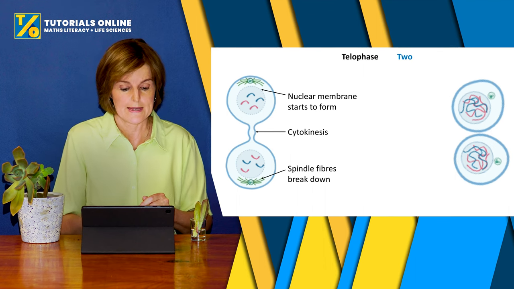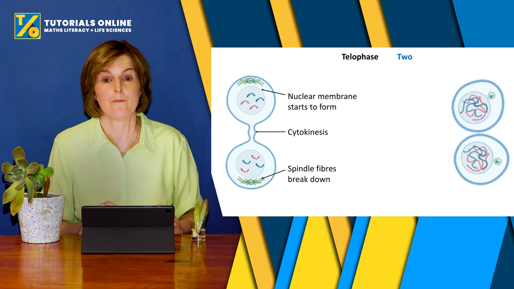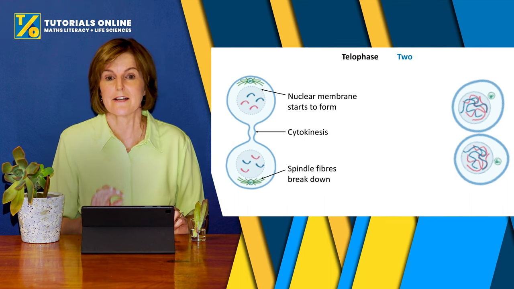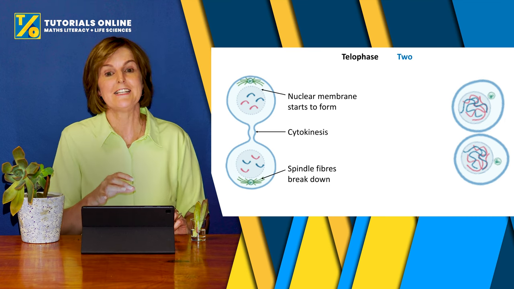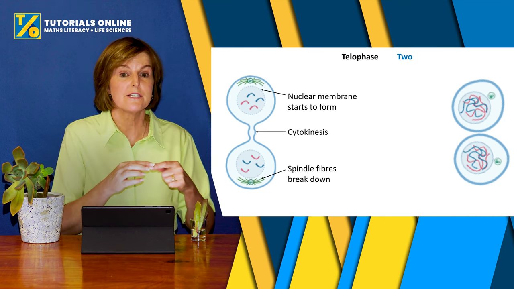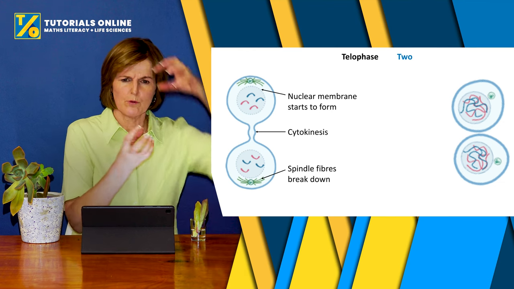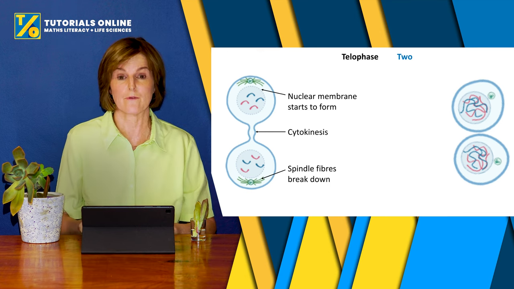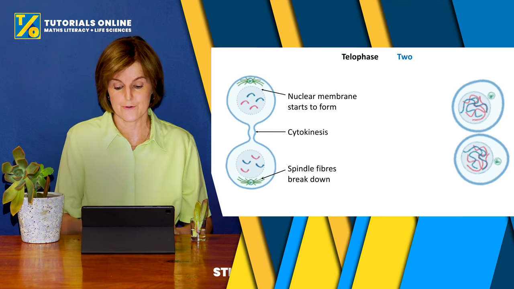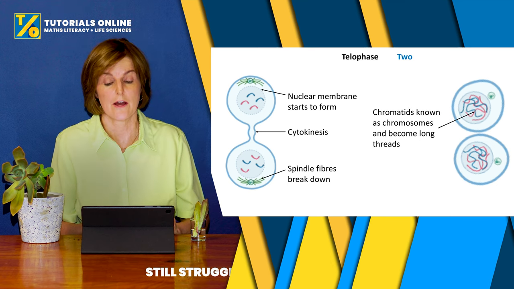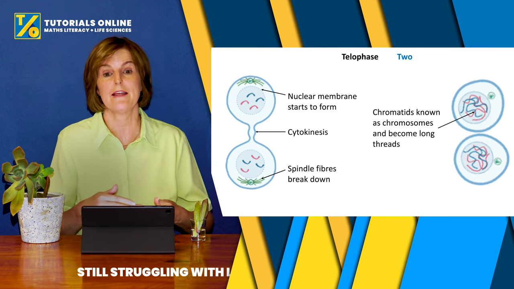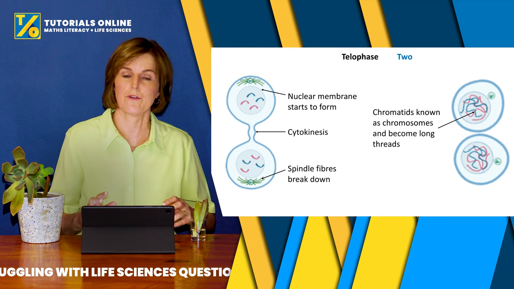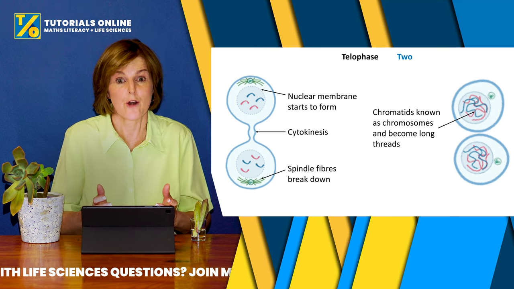They've done their job. And the other one is a very important word that you must learn. It's like a terminology word, cytokinesis. Cyto refers to cytoplasm, kinesis to splitting. So it's the splitting of the cytoplasm. So it's almost like two balls of clay, and then you pinch them in the middle, it gets narrower and narrower, and eventually it looks like the right-hand side of the screen where there are two cells. And the chromatids are known as chromosomes, and eventually, at the end of telophase, they form a chromatin network again. They become those long threads. So you can't see them as chromosomes anymore.